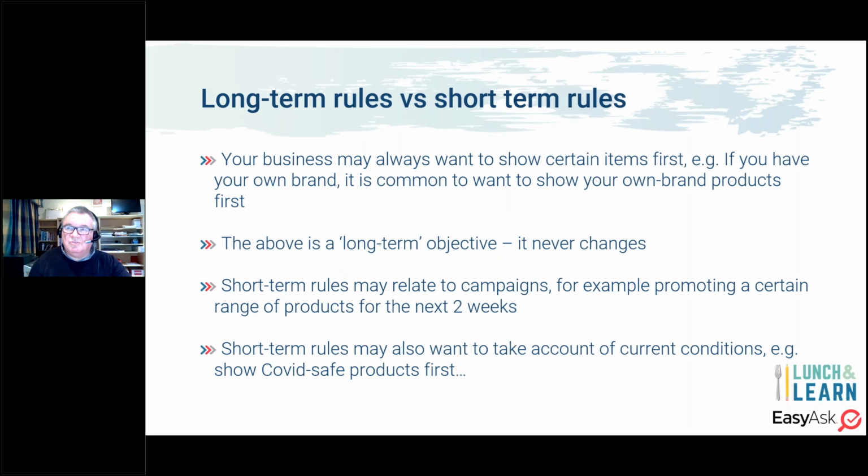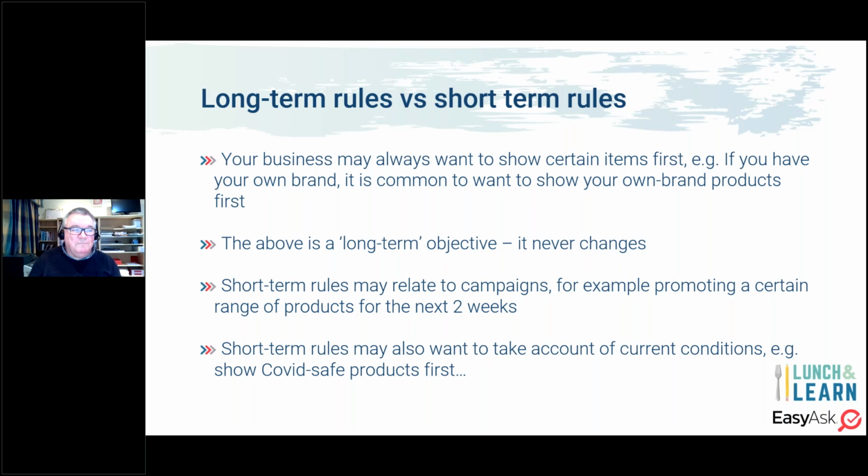The rules that you can create can have different lifespans. So we would typically have what we would call long-term rules and short-term rules. For example, your business may want to always show certain things first. If you have your own brand, and I know many of you do, it's typical that you always want your own brand products to show above the other brands that you sell in the context of what the user is looking for. So that's what we would class as a long-term objective. It's never going to change. You always want your own brand product shown first.